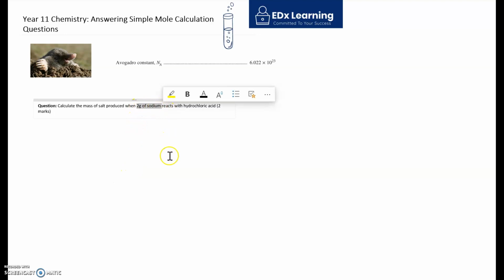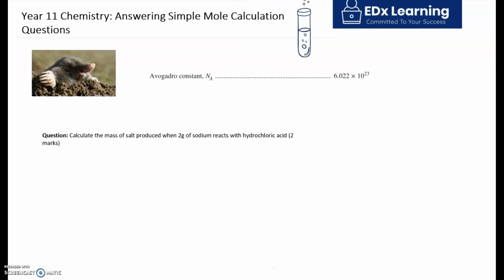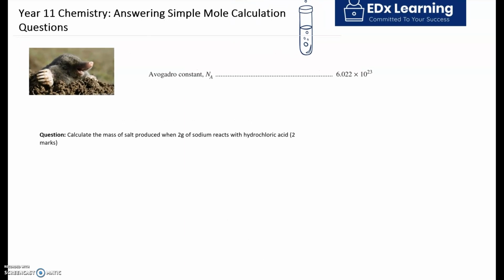So now let's look into a practice mole calculation question. The typical question you can get in Year 11 is you've been given the mass of one substance in a reaction, and you're asked to find the mass of another substance in the same reaction. Now I have a set of steps to ensure that you always get these questions correct.